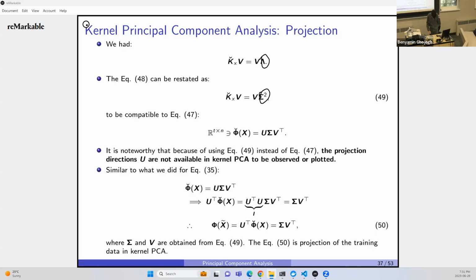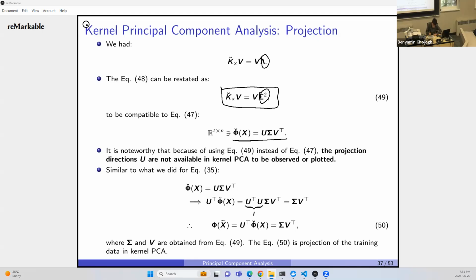Phi. So now, okay, phi, this is phi back hat, which we had before. So I can use this. Okay, now let's find projection and reconstruction of training data and out of sample data in kernel PCA.